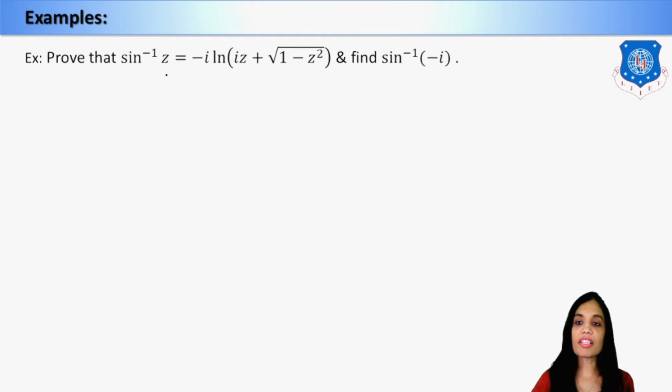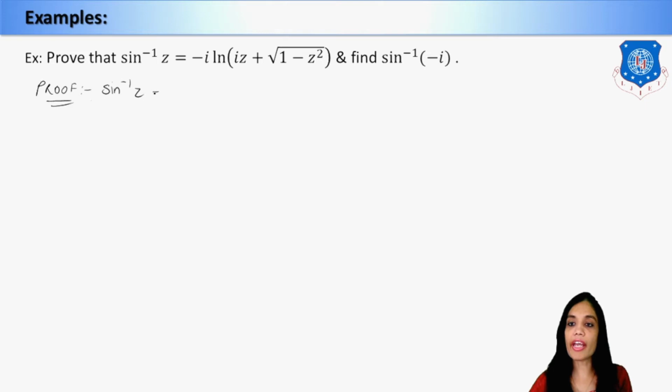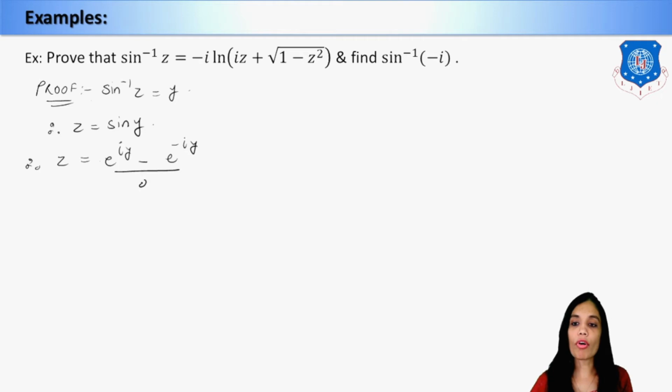We have to prove that sine inverse z is equal to minus i ln of iz plus square root of 1 minus z square, and then we have to find the value of sine inverse of minus i. Okay, so let us assume sine inverse z as y. Therefore, z is equal to sine y. Now, this is a circular function and we know the formula of sine y in terms of complex numbers. Therefore, we can write z as e raised to iy minus e raised to minus iy upon 2i.